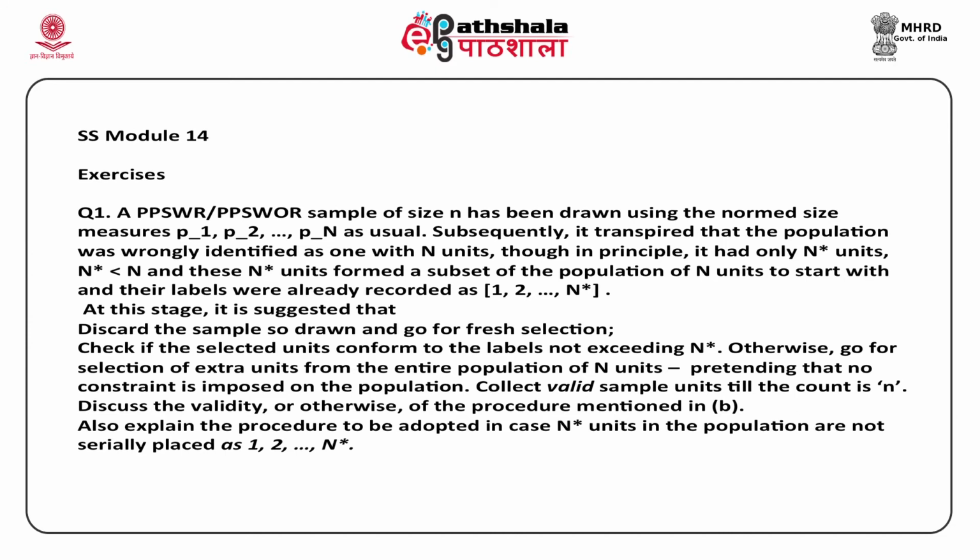placed as 1, 2, 3 up to N star. You know that there are N star units in the population. You started in a big way with capital N units, but when you look for identifying these N star units, you find that they are no longer in serial numbers. On top of that, they are scattered all over the place. But you know that these are the units to be considered for defining the correct population. Then how do you go for this type of sampling, and how do you modify step B and go for validating the sample that you are taking?